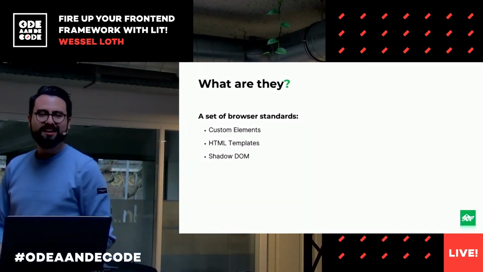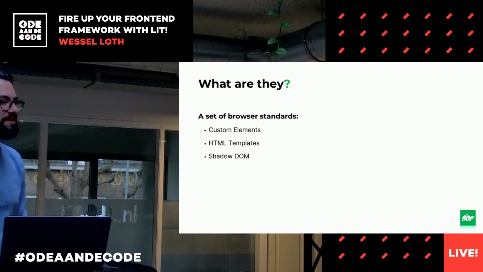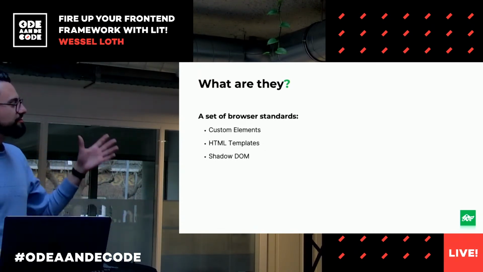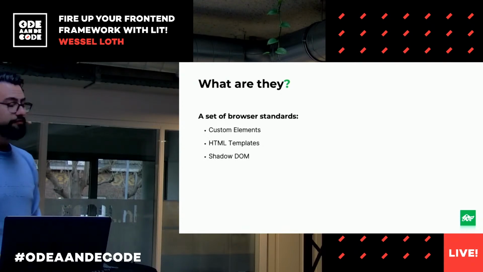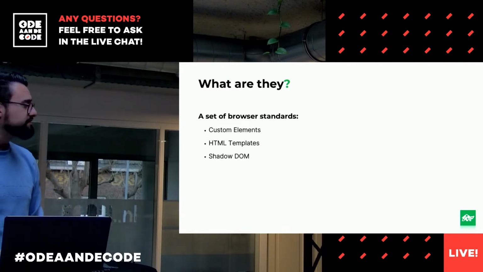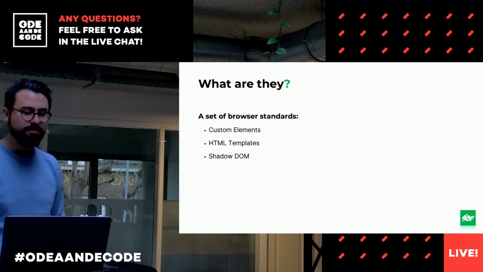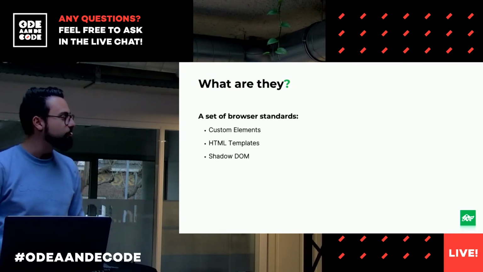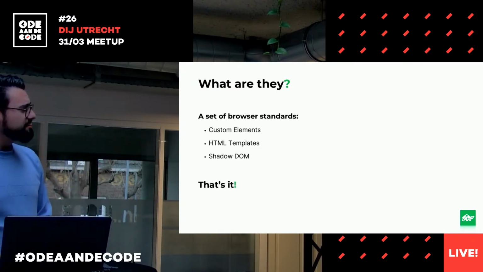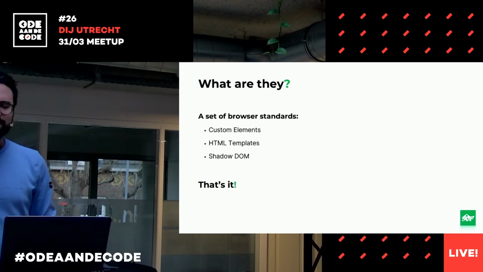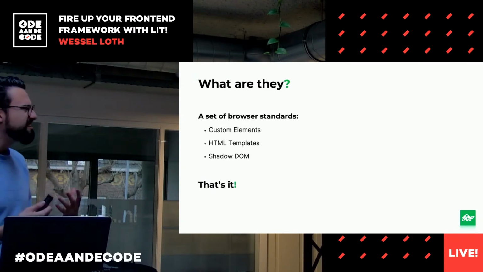Well, basically, web components is not an official term. It's kind of a collective term for three browser standards. The first is custom elements, then you have HTML templates. The shadow DOM is the third and most cool sounding one. And that's really it. Those three combined means you can make web components. So let's zoom into each one of those three elements and take a look at what they are.